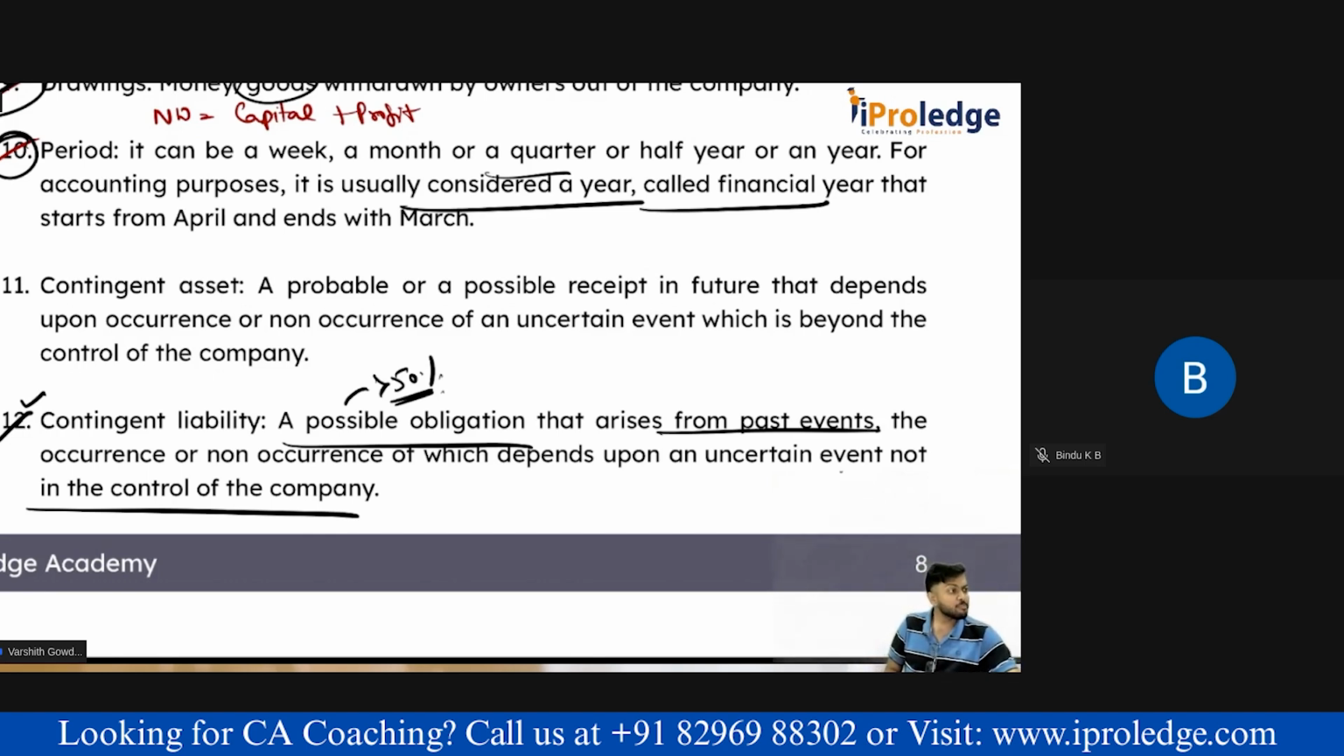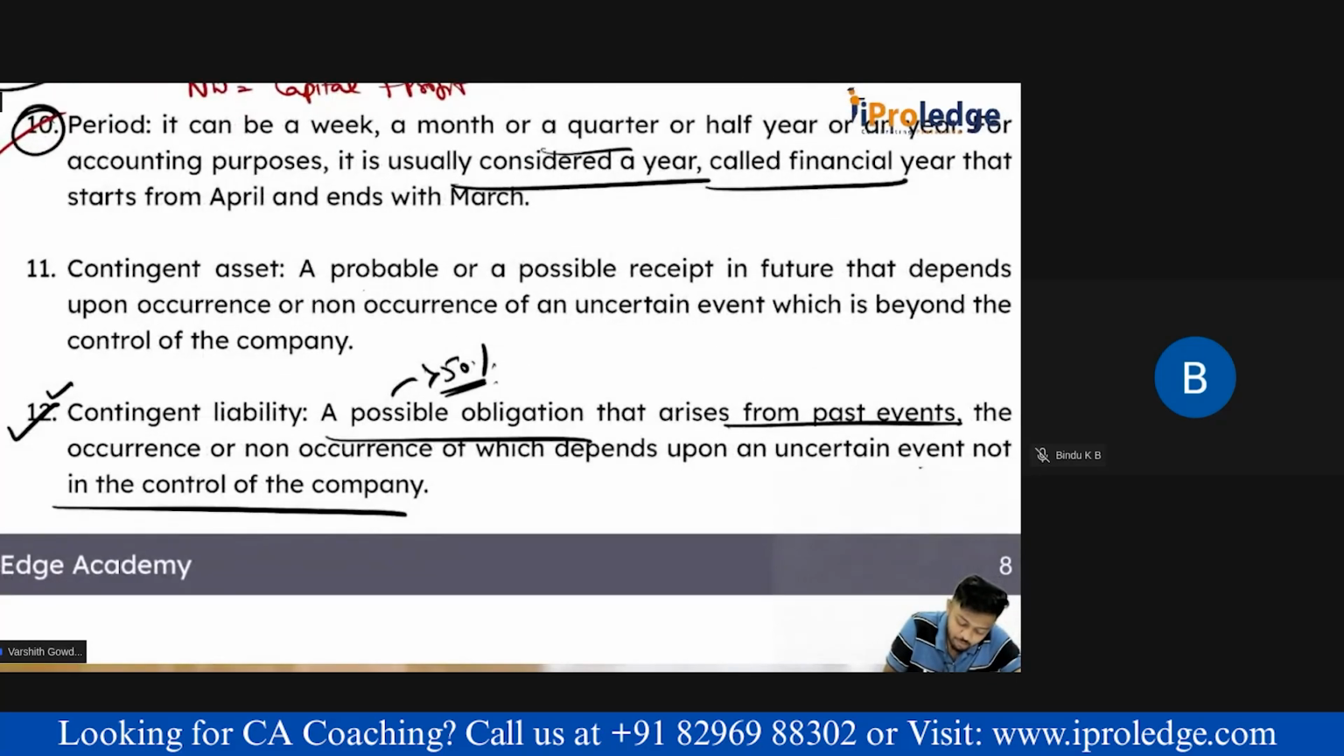So what is contingent liability? A possible obligation arising from past events, which depends upon the occurrence or non-occurrence of a certain event which is not in the control of the company. So this becomes your contingent liability. Now let's read contingent asset. A probable or a possible receipt. Here they have used both. Probably you already know, probable is more than 90% chance of receiving the asset. Possible means 50%. So they are telling us, be it probable, more than 90%, agreeably.